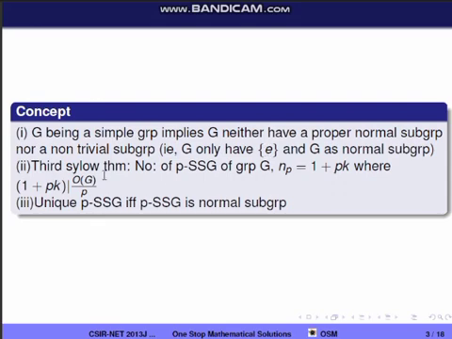The third Sylow theorem states that the number of p-Sylow subgroups of a group G is found using this formula: N_p is equal to 1 plus pk, where 1 plus pk should divide the order of G divided by p. And the p-Sylow subgroup is unique if and only if the p-Sylow subgroup is normal. So let us solve the question now.